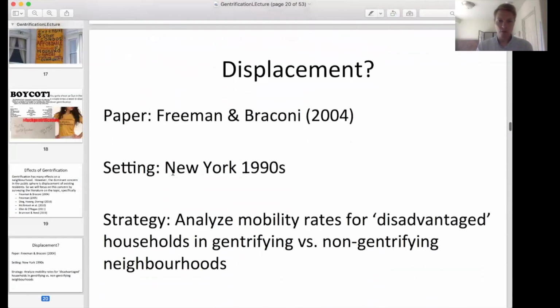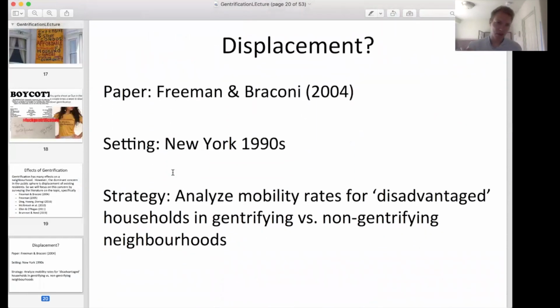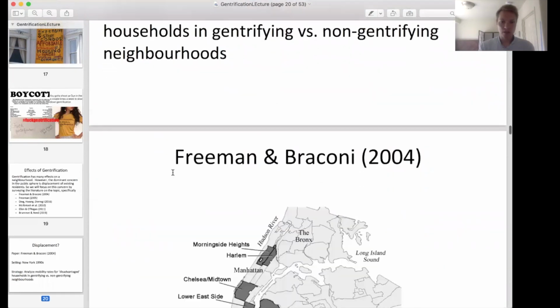Okay, so one of the first papers to look at this is a Vigdor paper, but this is looking at New York in the 1990s. And again, their strategy is to take gentrifying neighborhoods and non-gentrifying neighborhoods and look at the mobility rates of low-income households. They're going to see, is it the case that low-income households move more in gentrifying neighborhoods than in non-gentrifying neighborhoods? And the answer is no.